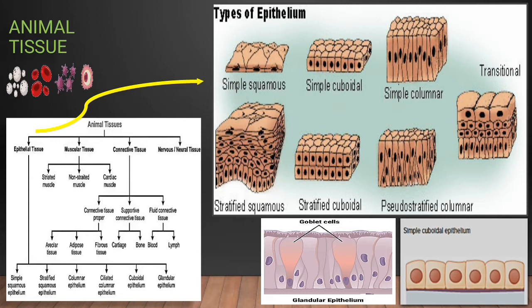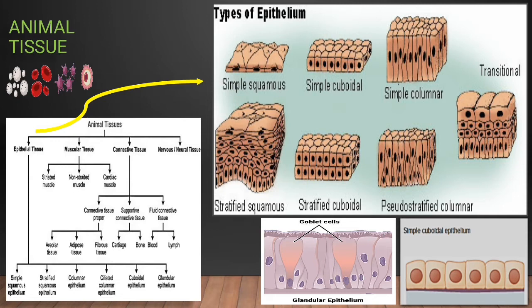Next, we have simple cuboidal epithelium. It is located in ducts and secretory portions of small glands and in kidney tubules. It secretes and absorbs. Simple columnar epithelium. It is found in ciliated tissues including the bronchi, uterine tubes, and uterus. The smooth, non-ciliated tissues are in the digestive tract and bladder. It absorbs and also secretes mucus and enzymes.